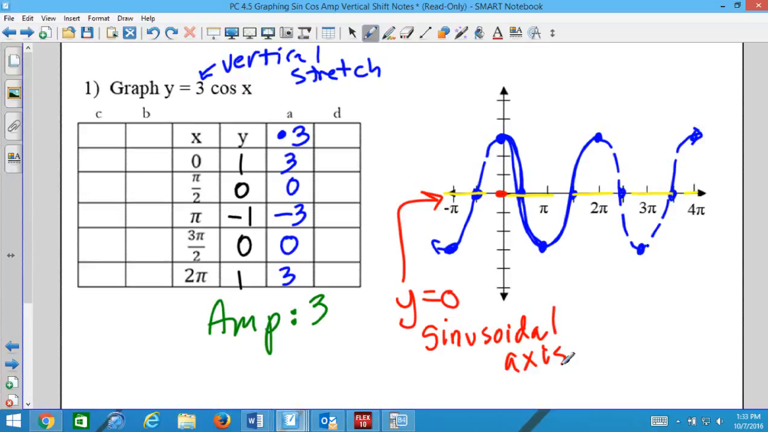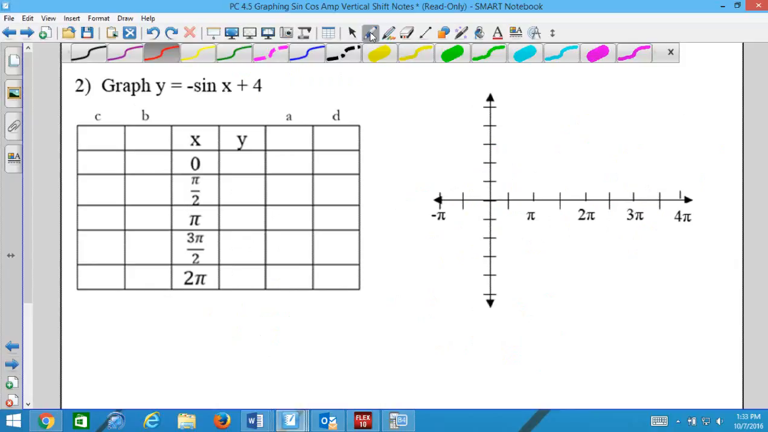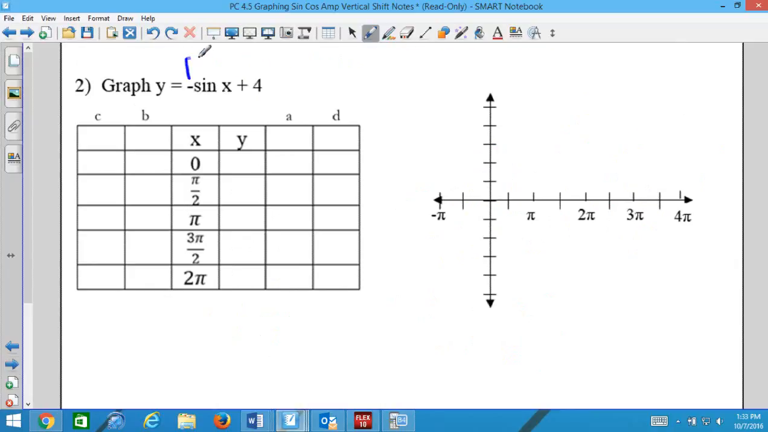Okay. And then we have number 2. What does this negative do?